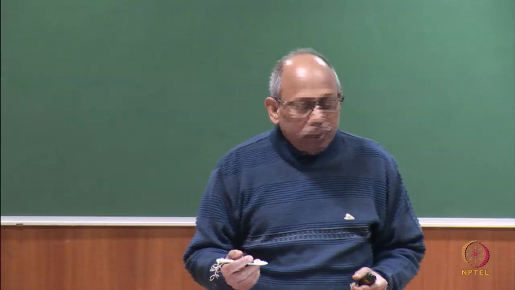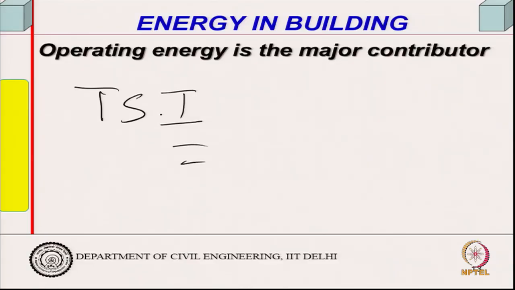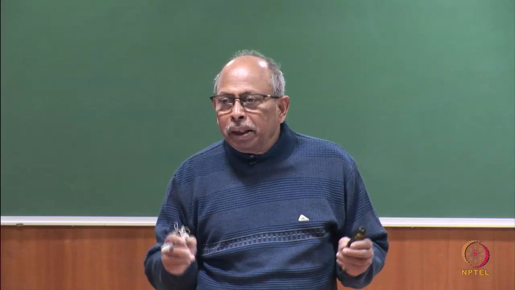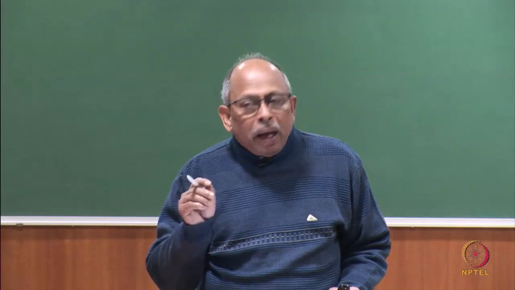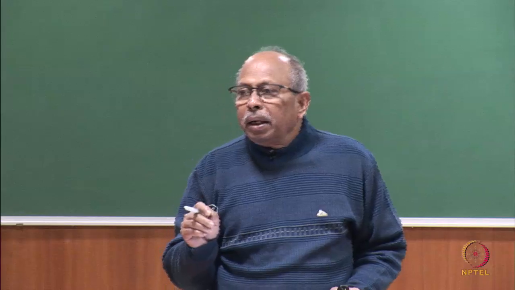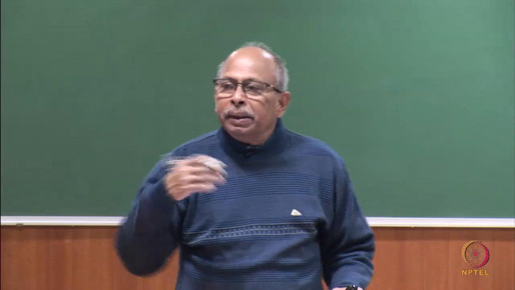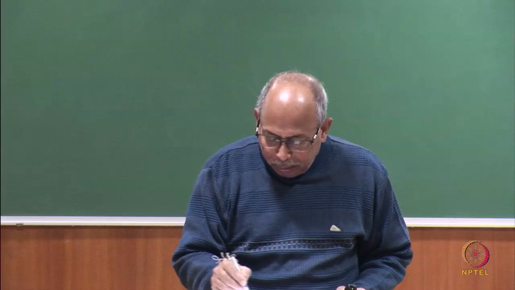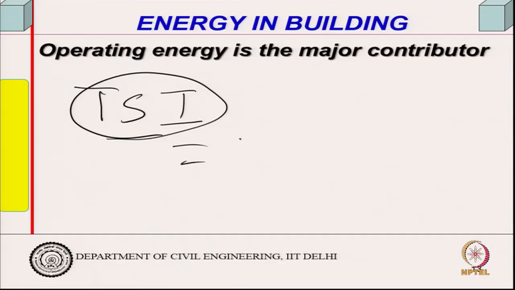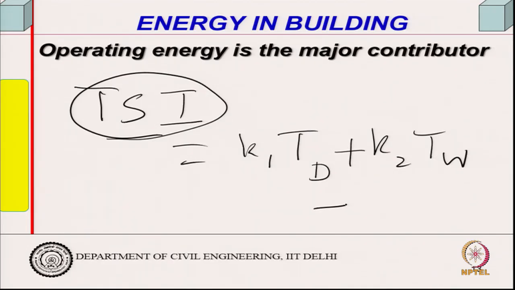those who have done a course on building science would know this is one of the comfort indices, and comfort index means what you do, I club temperature, relative humidity, air velocity, and of course, if there is a radiation coming from the wall, etc., that also I take into account. So, tropical summer index is given by some K1 into dry bulb temperature, plus K2 into wet bulb temperature, minus some K3 into root over velocity, right, something like this.